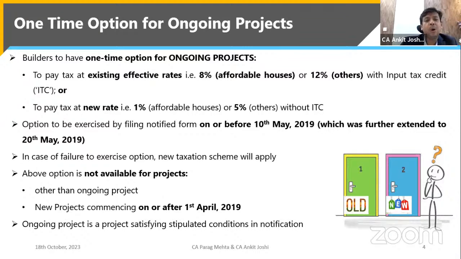And in order to opt for that scheme, they had to file a form which was notified by 10th of May, which was subsequently extended to 20th of May. In case any of the builders had failed to file the notified form, it will be assumed that the builder has opted for the new taxation scheme. So if any of the builders currently have still not filed and are continuing with the old rates, this can be a litigated issue.